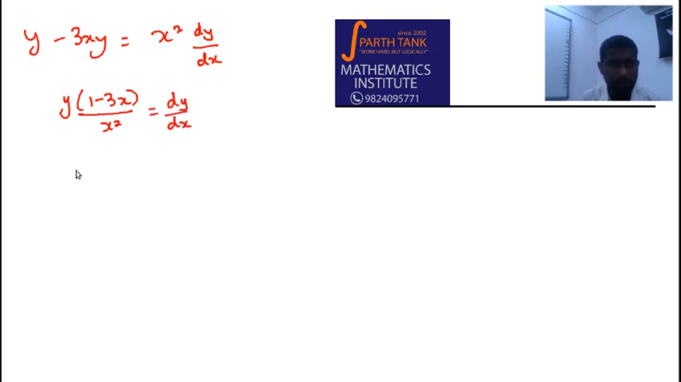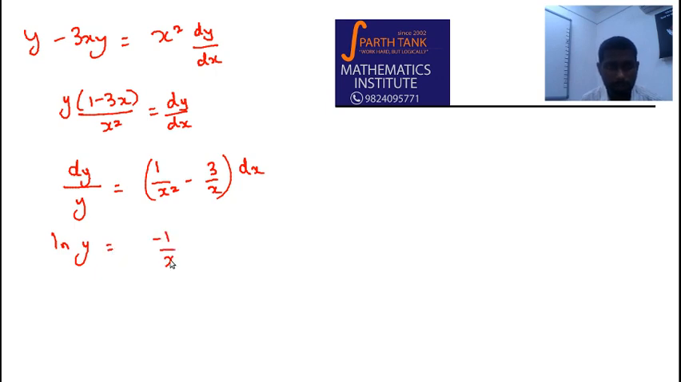Now this is a very simple differential equation, variable separable form. Dy by y is nothing but 1 by x squared minus 3 by x times dx. Integrating this is ln y is minus 1 by x minus 3 log x plus some constant.